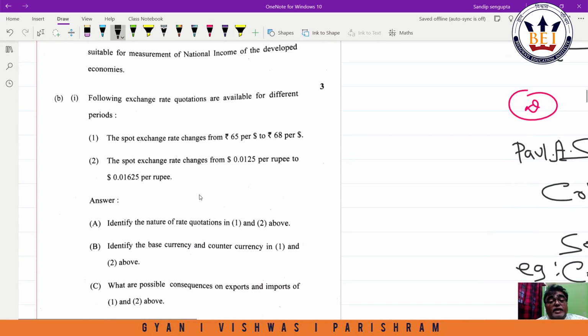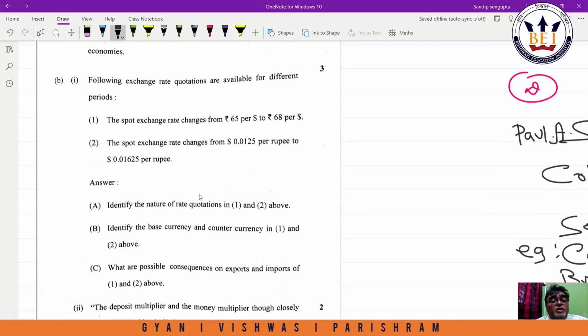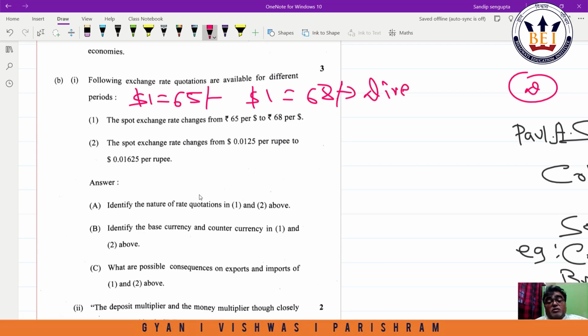Now 10b1. Let me explain this first. Lovely question they are given. Spot exchange means $1 is equal to 65, then $1 becomes 68. So what does it mean? To purchase $1, the domestic economy should spend 65 rupees. So it is nothing but a direct quote.